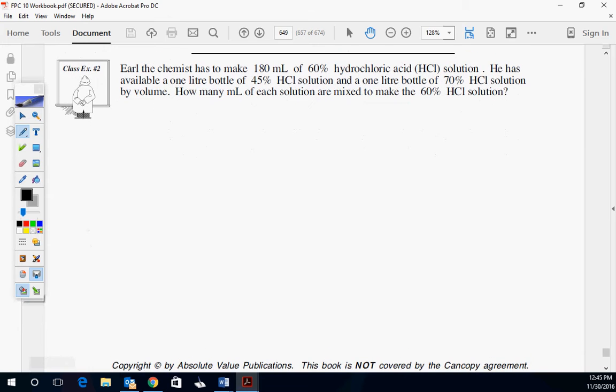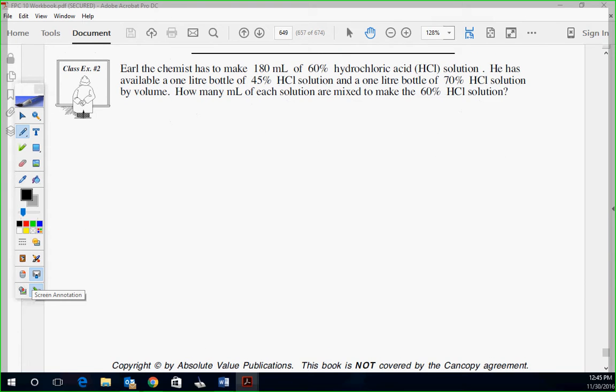Okay, example 2. So Earl, the chemist, has to make 180 milliliters of 60% hydrochloric acid solution. He has available 1 liter bottle of 45% and 1 liter bottle of 70% by volume. How many milliliters of each solution are mixed to make 60% of the hydrochloric acid solution?